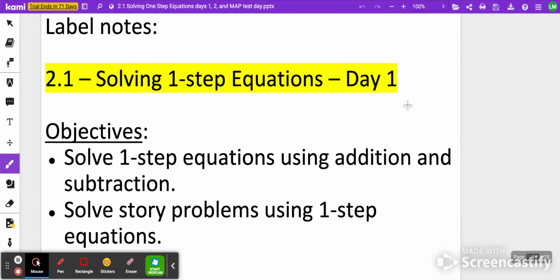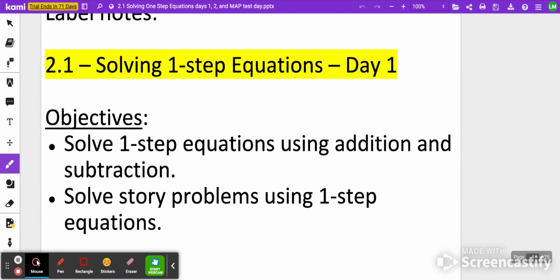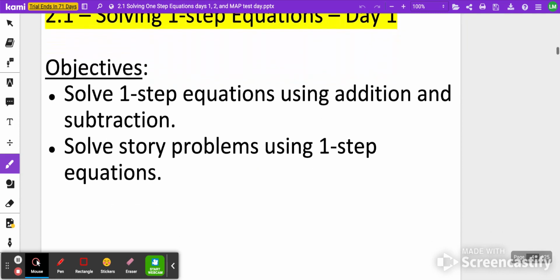Today we're going to be looking at Lesson 2.1, Day 1, solving one-step equations, and our main goal is to be able to just use addition and subtraction and then talk about solving a story problem.